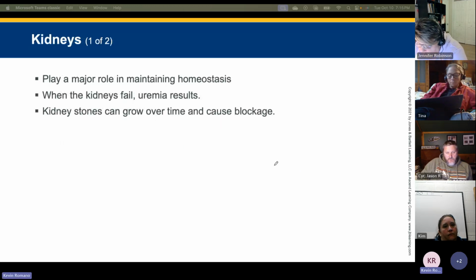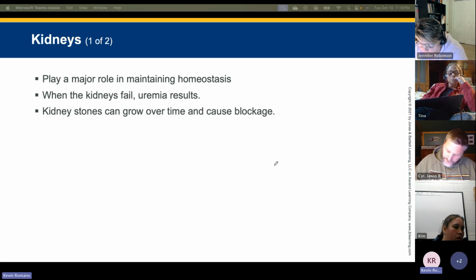Kidneys play a major role in maintaining homeostasis. I think I hit that pretty hard already today. So when kidneys fail, uremia results. Kidney stones can grow over time and cause blockage. Kidney stones are basically an abundance of calcium buildup inside the kidneys, causing significant inflammation and pain trying to bust through a ureter. Normally what they do is they send you to the hospital.